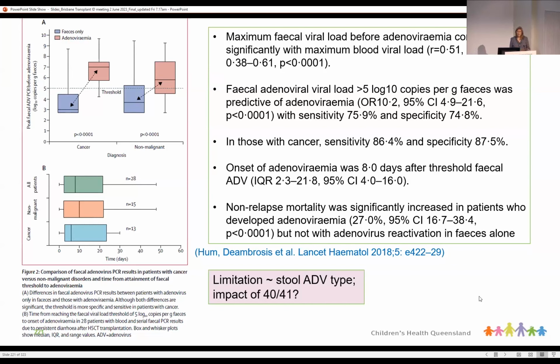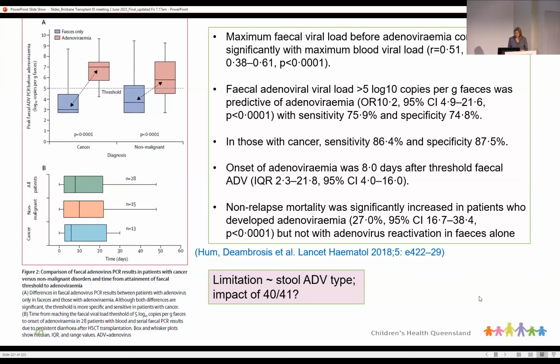This has been discussed, and we have been looking at this and interested in this for some time. The limitations that are not well brought out within these studies are really within that adenoviral type issue. So what are they testing? Presumably most of them are testing pan-adenoviral PCRs within the stool. But what is the significance of a 40 or 41? Does that confound that? And that hasn't really been pulled out.